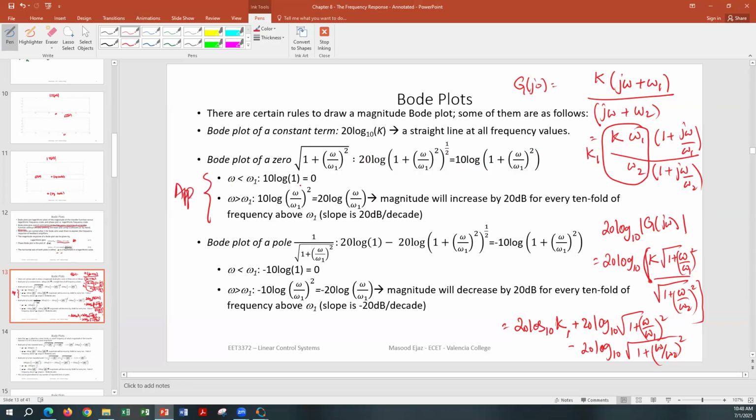The approximation is that if omega is less than omega 1, we assume that the second term is negligible. Hence, we just take 10 log of 1 as the approximation of this expression, and log of 1 is 0. So for all the values of omega which are less than omega 1, we assume that the Bode plot is going to be 0 for that term. Omega 1, of course, is a cutoff frequency, let's say. So up to that cutoff frequency of omega 1, the Bode plot is going to be 0 for that zero term.